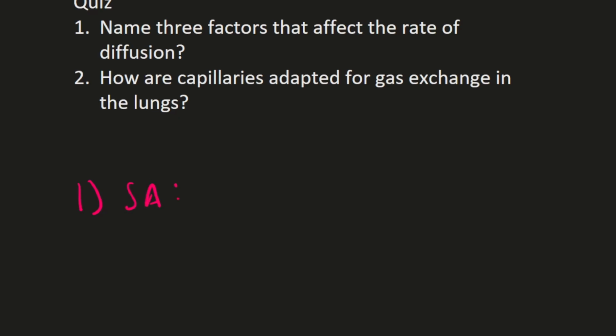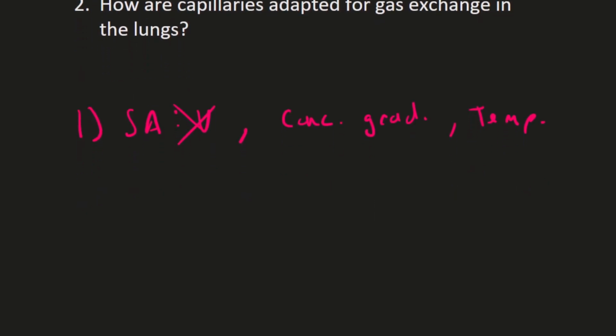So instantly you should be able to say the surface area to volume ratio, the concentration gradient factor. You can just say the surface area, that's also fine. And finally, the temperature. All of those factors affect the rate of diffusion. If you have a larger surface area, a higher concentration gradient, or a higher temperature, that would lead to increased diffusion. And finally, how are capillaries adapted for gas exchange in the lungs?